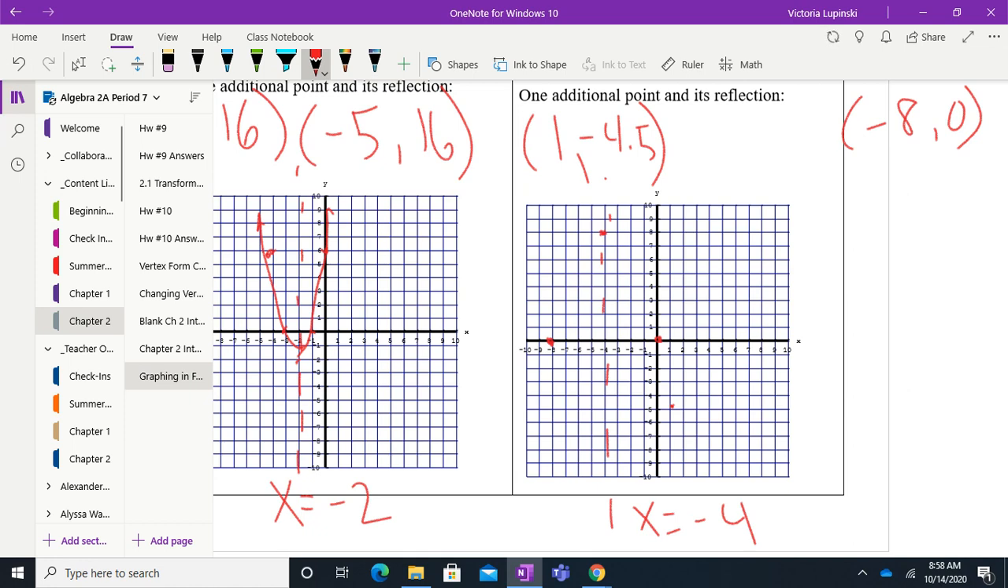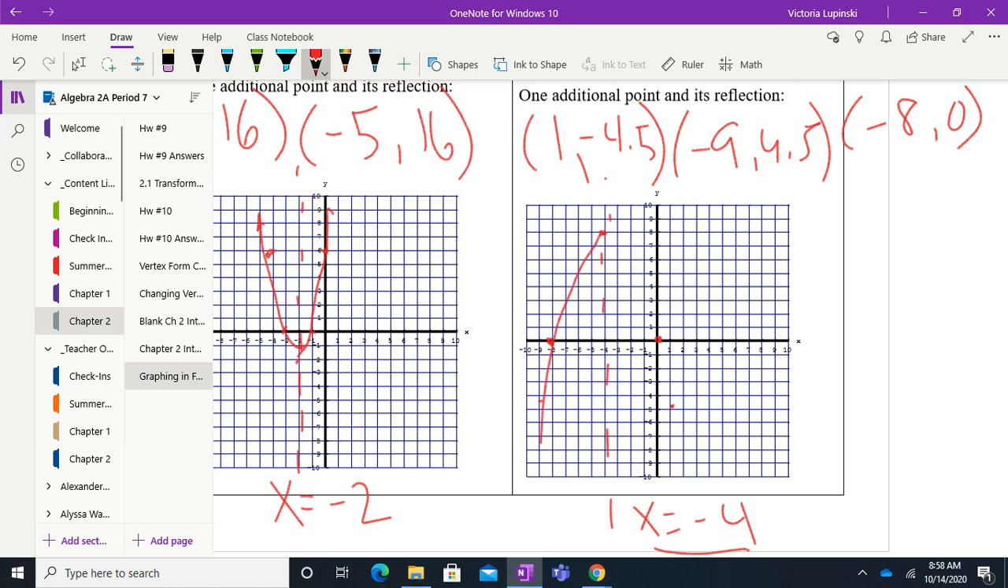And then, of course, there is a corresponding mirror image point on the other side. So the point 1, negative 4.5, that is exactly 5 units to the right of the vertex, which means I have to go exactly 5 units to the left of the vertex to find the corresponding other point, which would be the point negative 9, negative 4.5. And you don't have to choose these specific values. Remember, they could be anything as long as it's not a value you've already chosen.